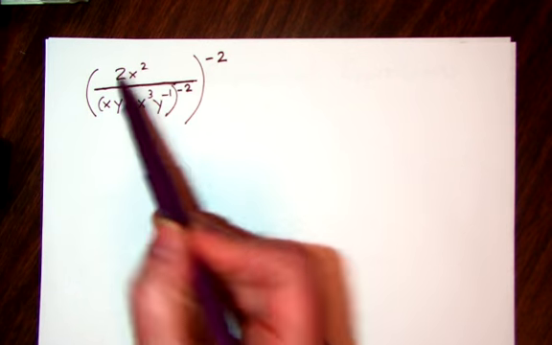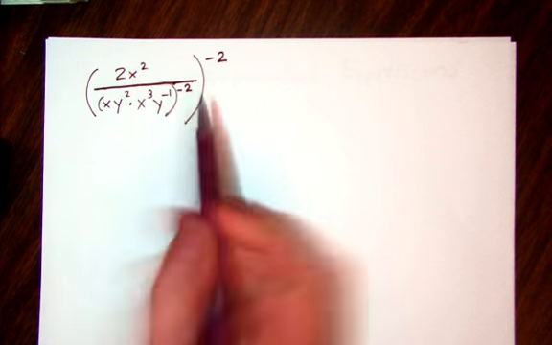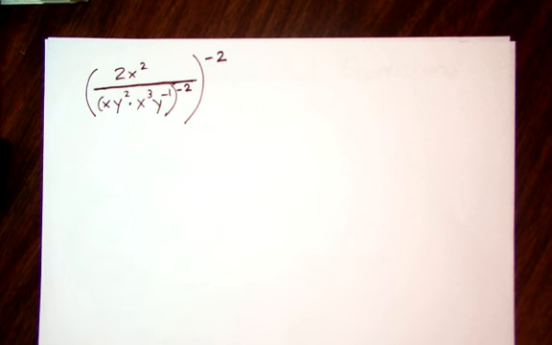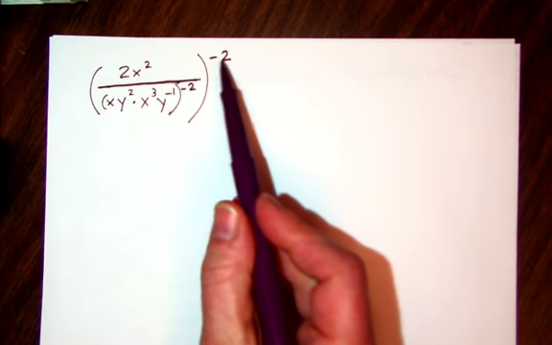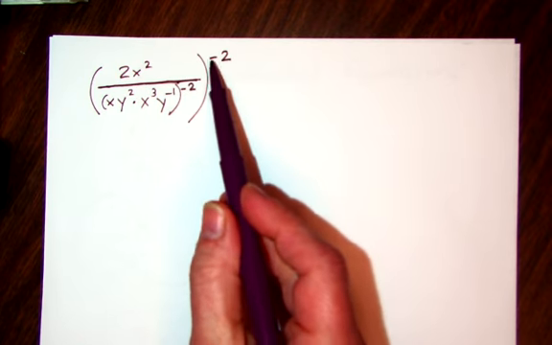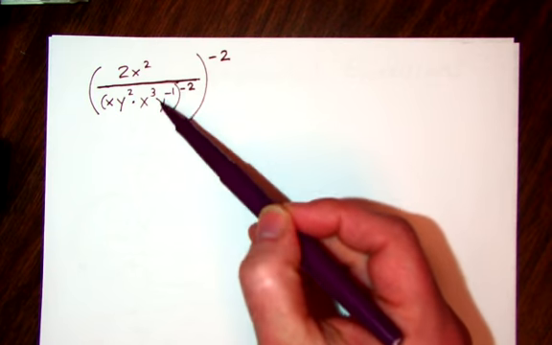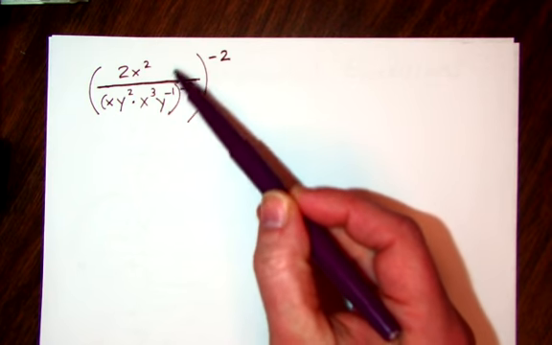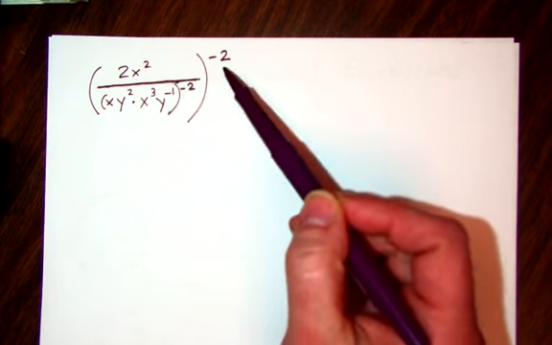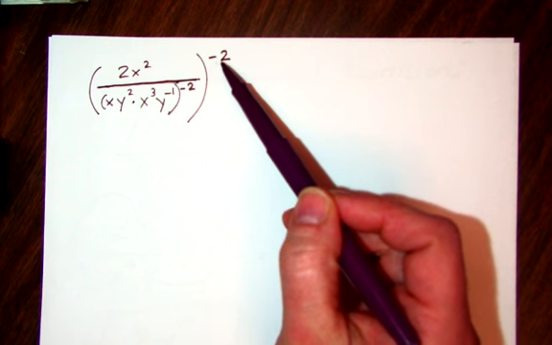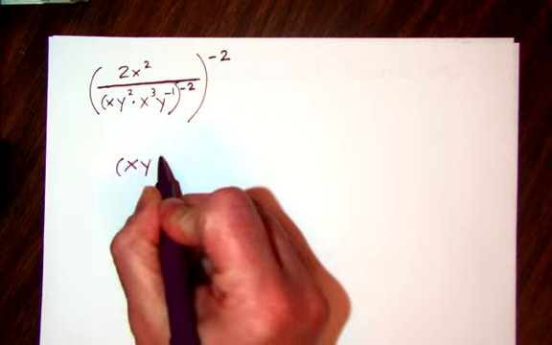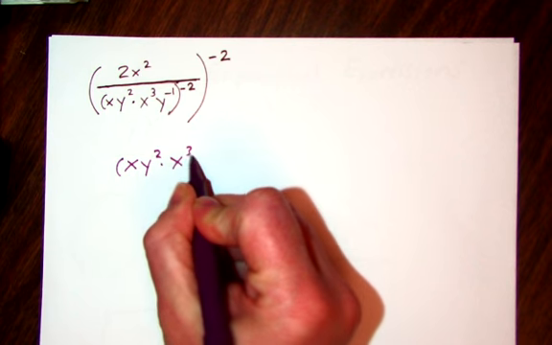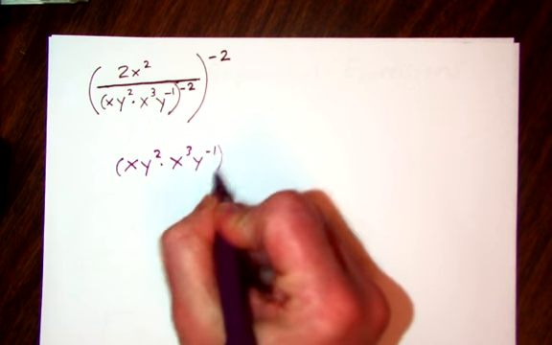So the first thing that I like to do when I have this negative on the outside is make it a positive by flipping this fraction. I'm going to multiply the reciprocal to the second power instead of this one to the negative second power. So I'm going to start by just rewriting this basically upside down and changing the exponent to positive on the outside. And now I don't have to deal with that negative.